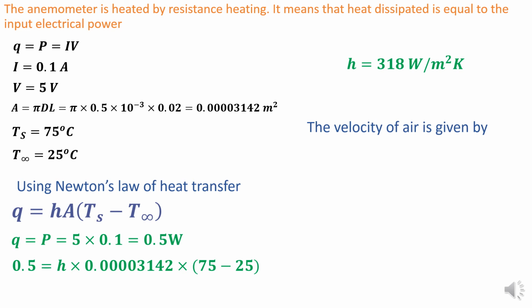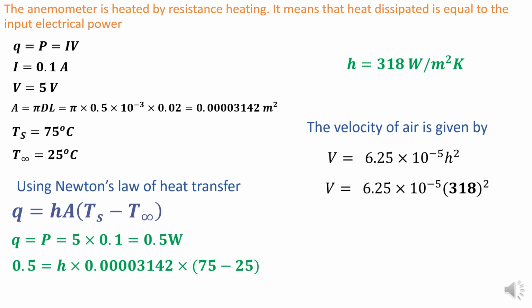The velocity of the air, which is given in the problem statement through calibration, is V equals 6.25 times 10 to the power minus 5 h square. By just substituting the value of h, which is 318 watt per meter square Kelvin, the velocity of the air comes out to be 6.33 meter per second.